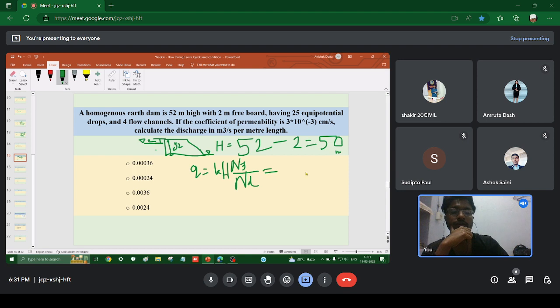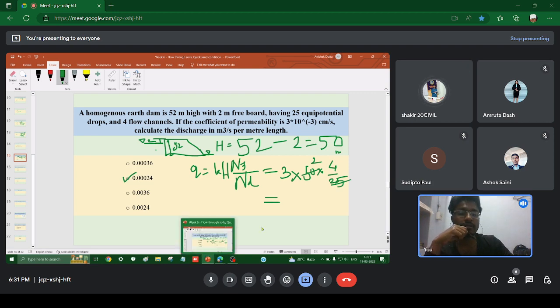So you put the formula over here, 3 into 10 to the power minus 3 later, 3 into 50 into NF by ND. What is NF? Number of flow channels 4 by ND. We have, this is 2, 6 into 4, 24. This is in centimeters, so 10 to the power minus 5, 24 into 10 to the power minus 5 gives us this result, 0.00024.